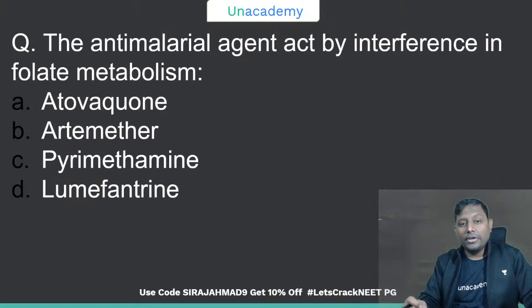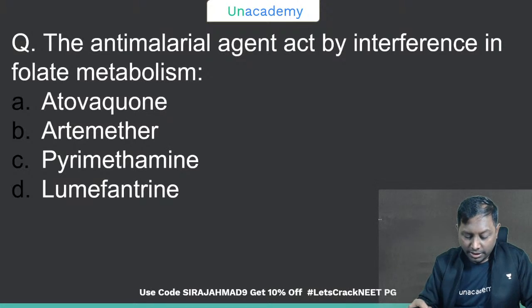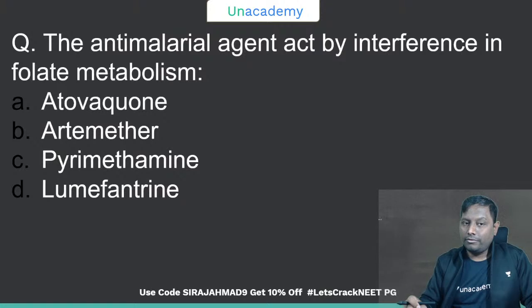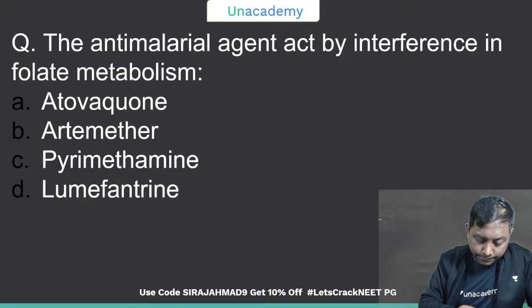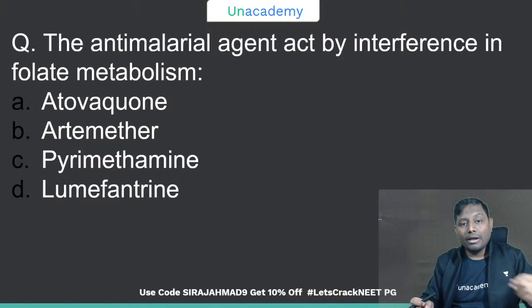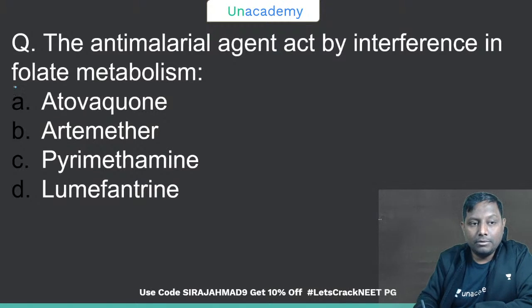Next question is relatively very easy, and I'm sure all 100% of you can get this easily. Which antimalarial agent acts by interference in the folate metabolism: atovaquone, artemether, pyrimethamine, or lumefantrine? Which of the following antimalarial drugs will be acting by the interference in the folate metabolism, right?